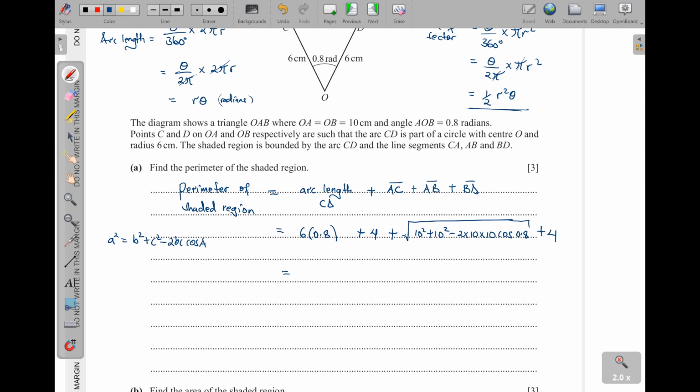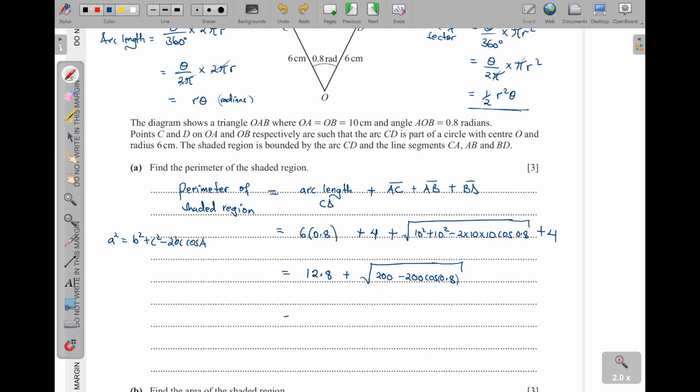6 times 0.8, that is 4.8. Then 4 plus 4, that is 8. So 8 plus 4.8, that is 12.8. So I write this one as 12.8. Then plus now the square root. This is 100 plus 100, that is 200. Then also this one is 200. Then cosine of 0.8.